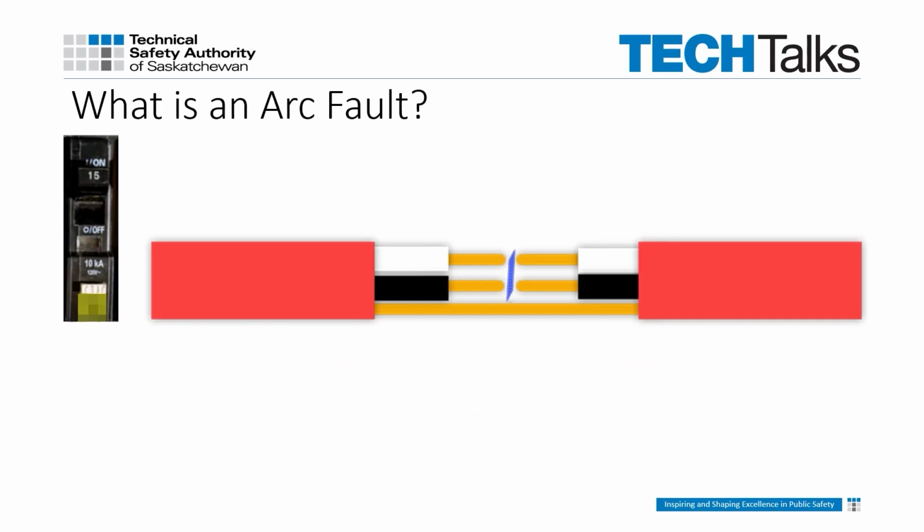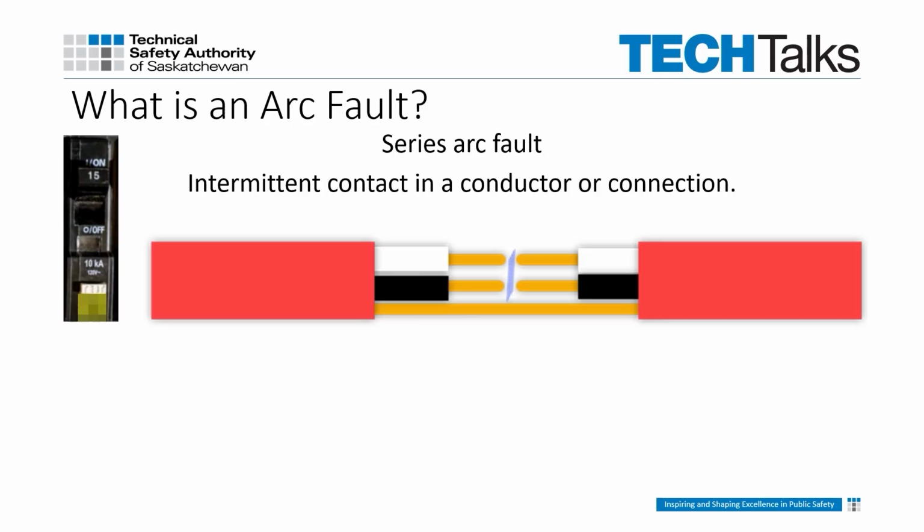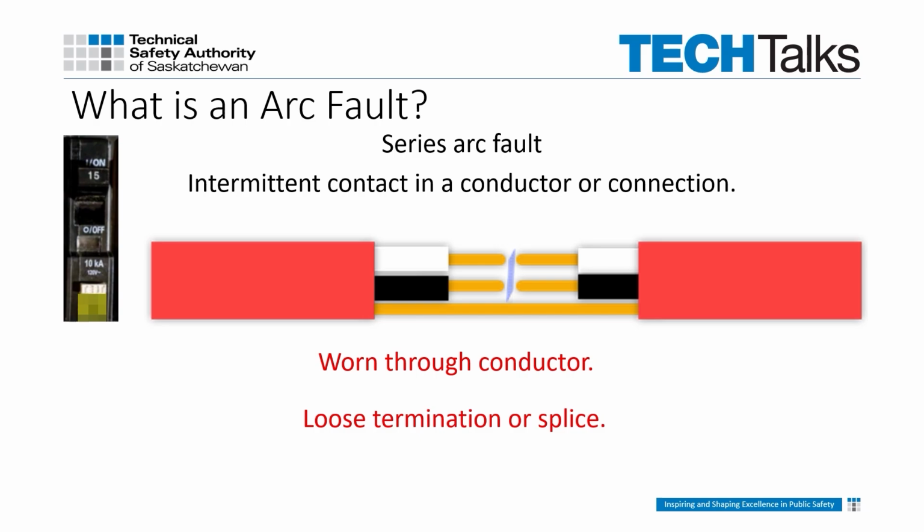Note that there are two kinds of arc faults. The first is a series arc fault, and it is an intermittent contact in a single phase, like a worn-through wire or a loose termination or splice.